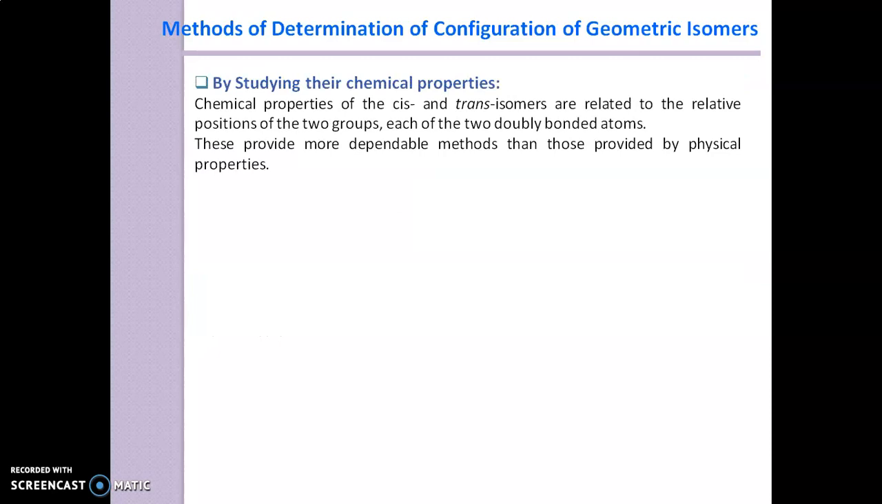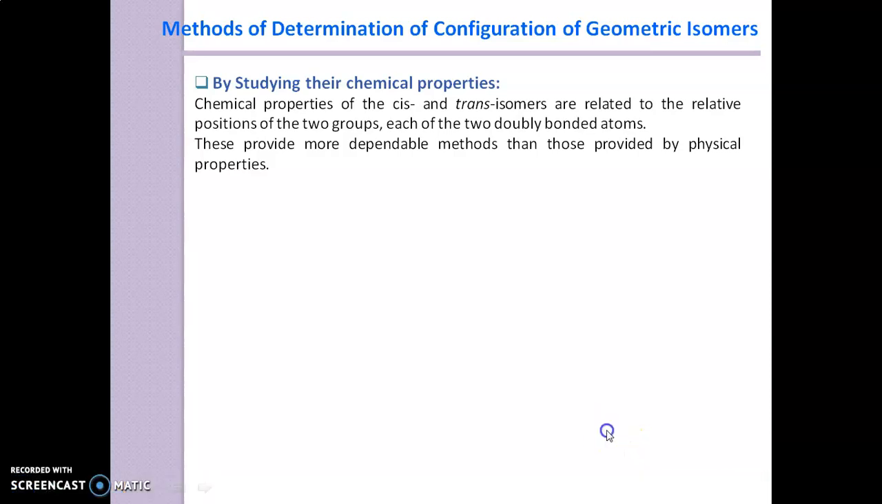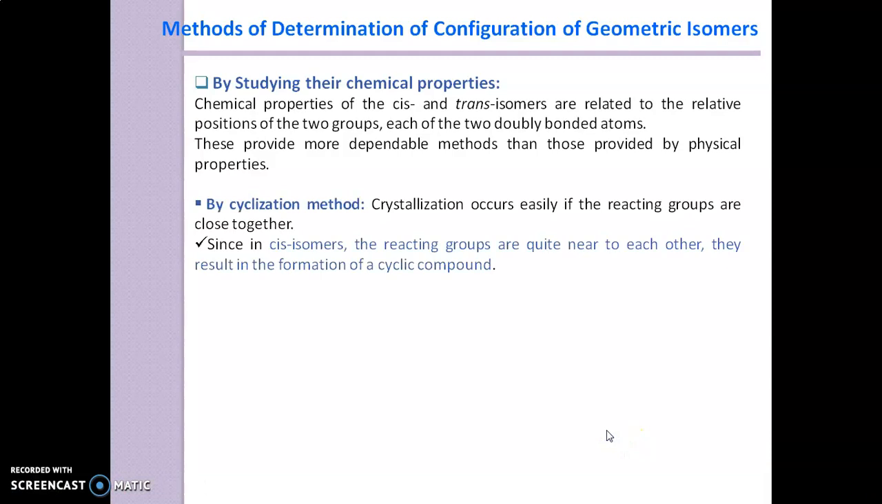Moving on to the second way, by studying their chemical properties. Chemical properties of the cis and trans isomers are related to the relative positions of the two groups, each on the two doubly bonded atoms, and these provide more dependable methods than those provided by physical properties. Let's begin one by one. First one is by the cyclization method.